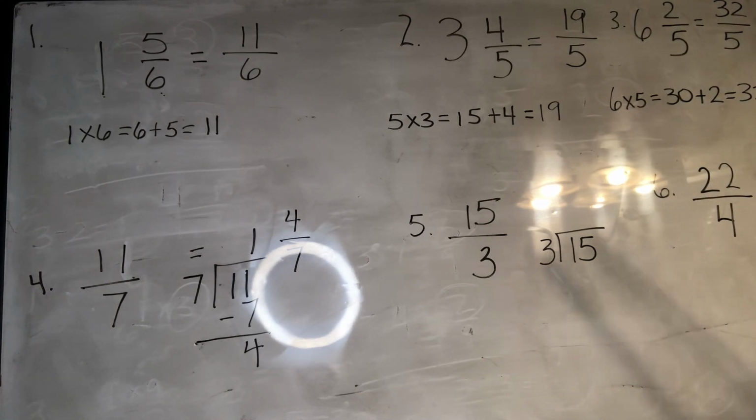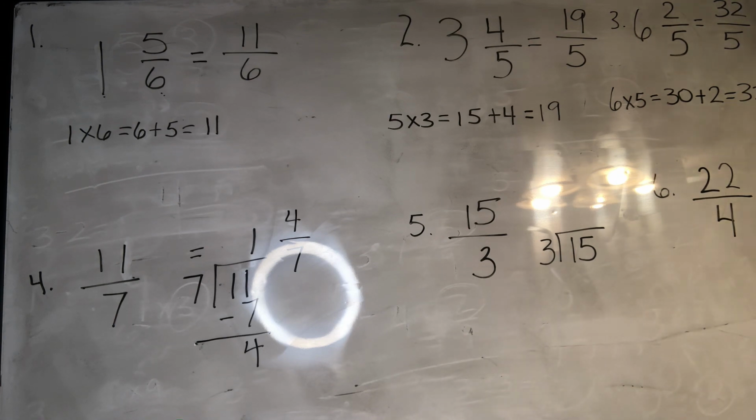Now we need to know how many groups of 3's we can get out of 15. Let's see how much of your multiplication you know. 3 times 2 is what? 3 times 2 is 6. But we didn't get there yet. So what's 3 times 3? 3 times 3 is 9. We didn't get there yet.